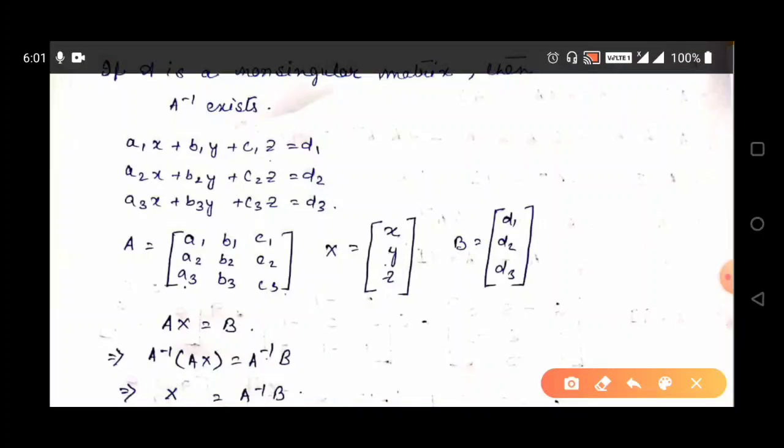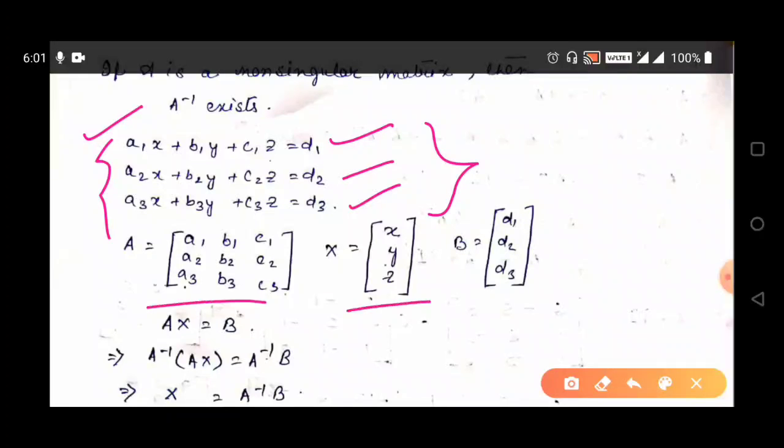So let us take a system of linear equations like this: a1x + b1y + c1z = d1, a2x + b2y + c2z = d2, a3x + b3y + c3z = d3. Now we can write this system of linear equations in this way.